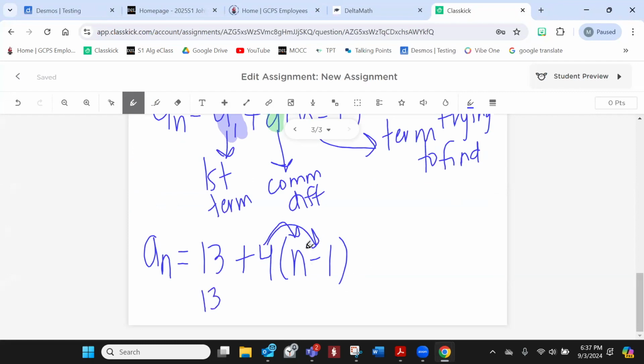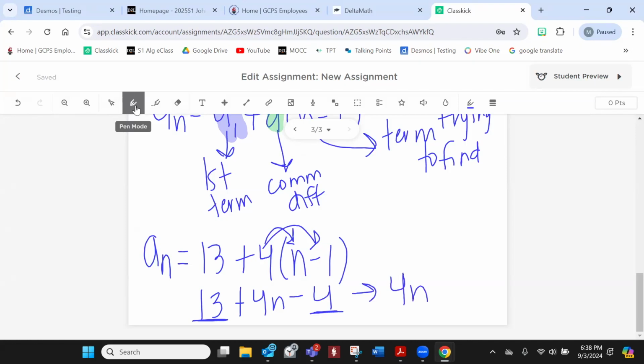If I do 4 times n, that gives me plus 4n. If I do 4 times -1, that gives me -4. I can combine these like terms and say 13 minus 4. If I bring over this 4n, 13 minus 4 gives me positive 9. Okay, so you may see it like this. Sometimes they simplify it, sometimes they don't.